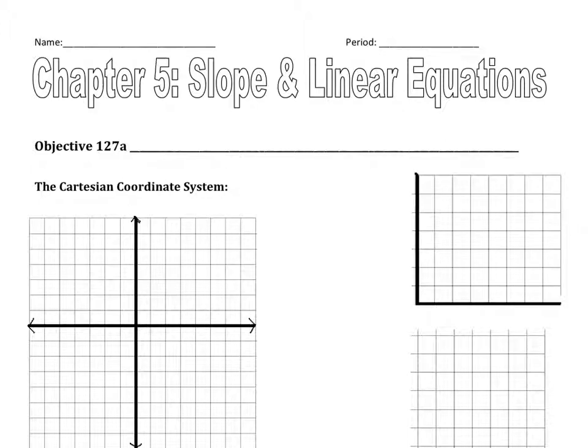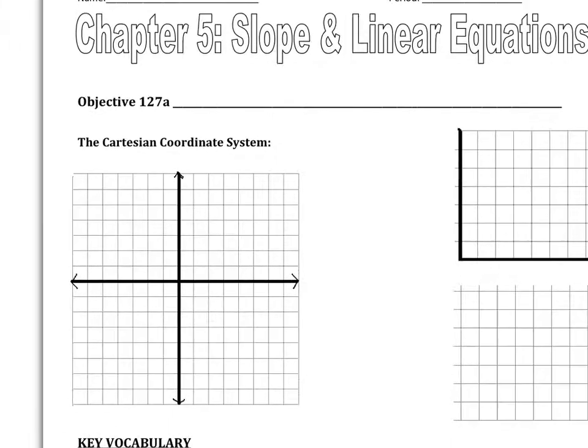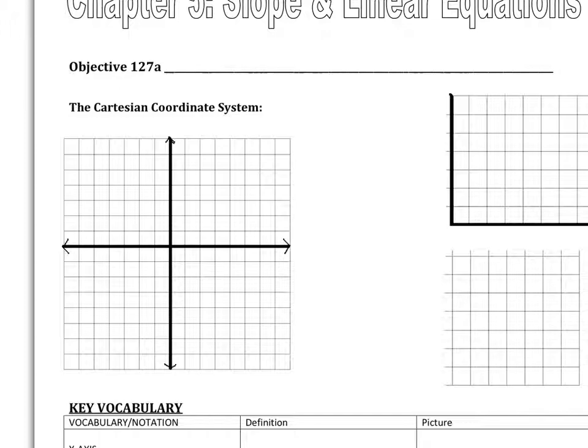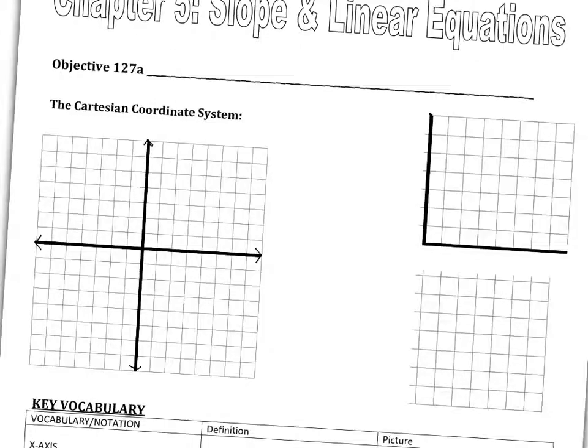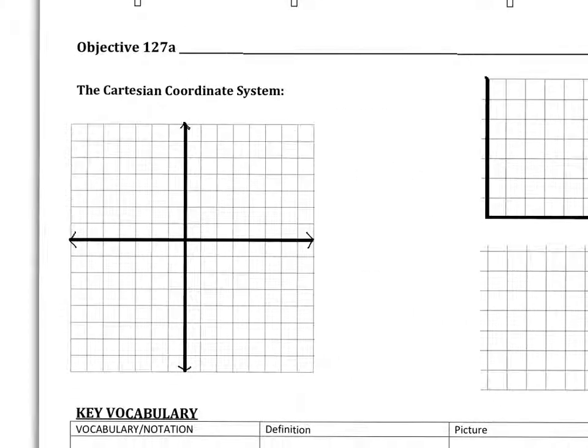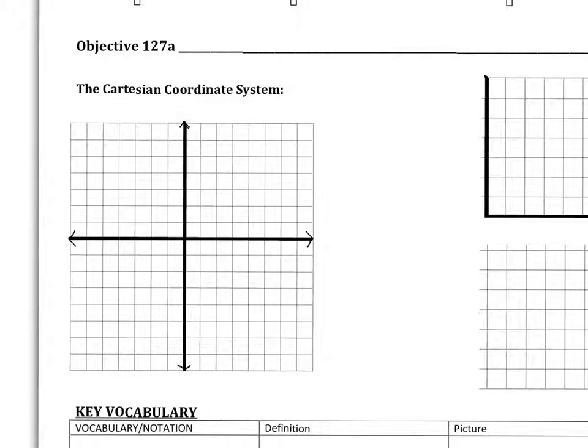Alright, today we're going to be talking about the Cartesian coordinate system, and that basically is just the system that we use to graph points that are with an x and a y axis. So what we want to do first is label all the different parts of the graph so you can see what's going on. So the first thing I want to label is the x and the y axis. We have two axes here.